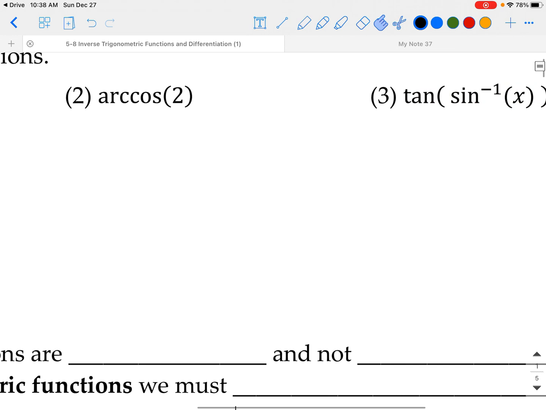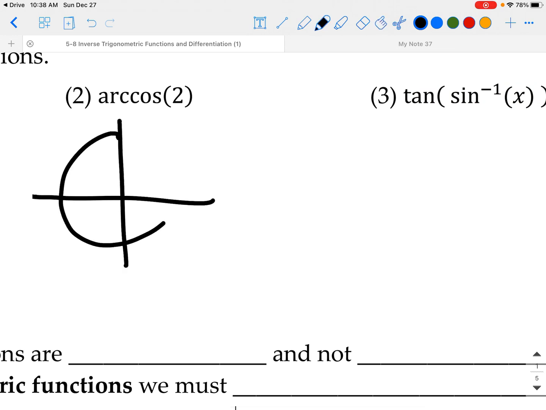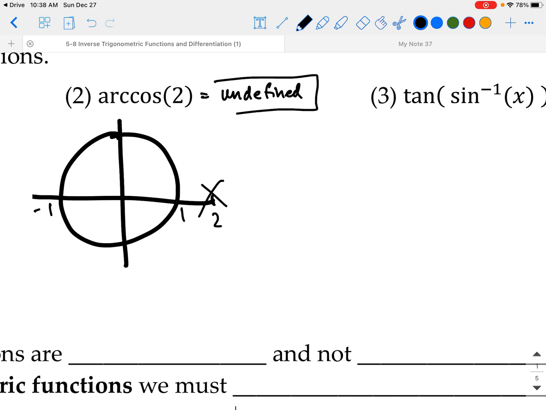All right, same question for number 2. What position on the unit circle gives us a cosine value of 2? And of course, this is a trick question because 2 is out here, and there is no location on the unit circle because the unit circle is stuck at 1 at most. So this would be undefined. Again, those restrictions are going to matter quite a bit.